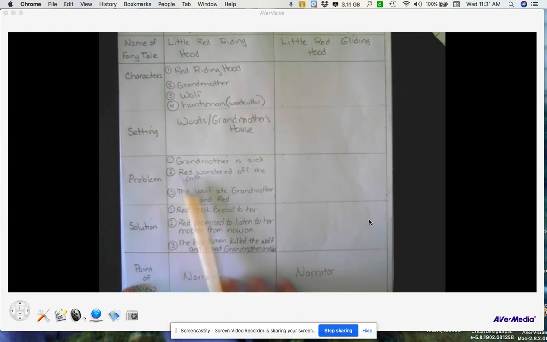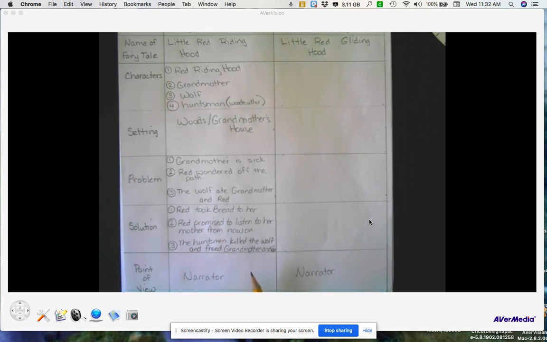Second one, Red wandered off the path. Well, there really wasn't much of a solution there other than Red learned her lesson, right? And she promised to listen to her mother from now on. Number 3, the wolf ate grandmother and Red. That could have been the end of the story right there, right? But it wasn't. The huntsman came in. So the huntsman killed the wolf and freed grandmother and Red.